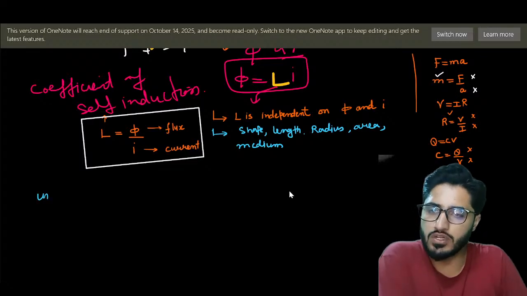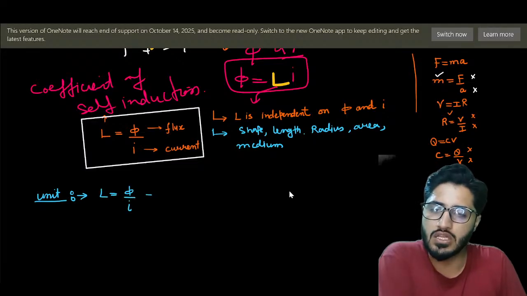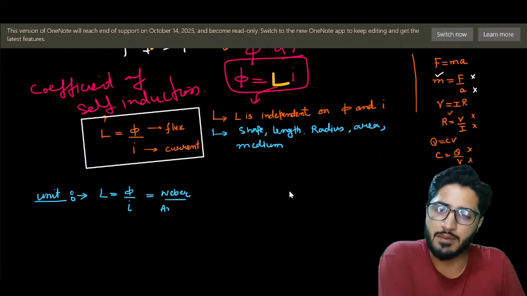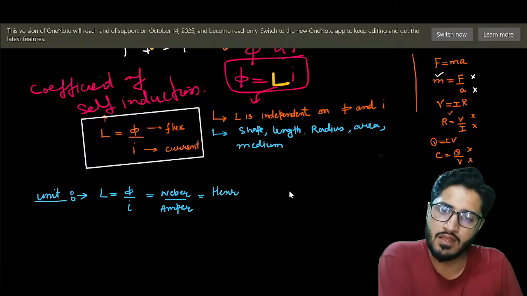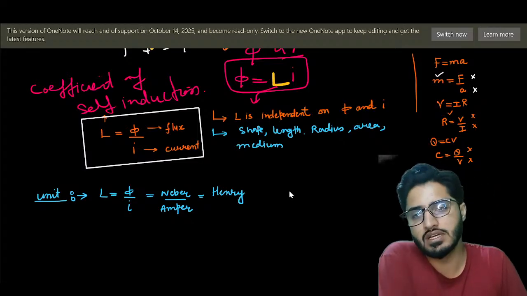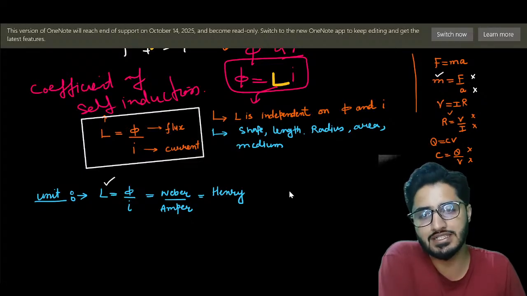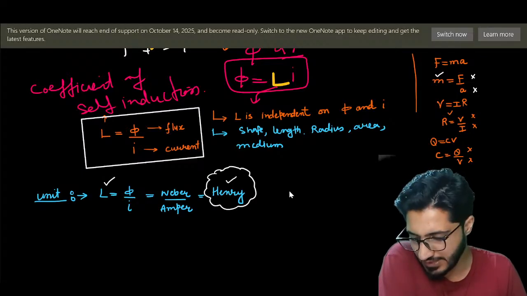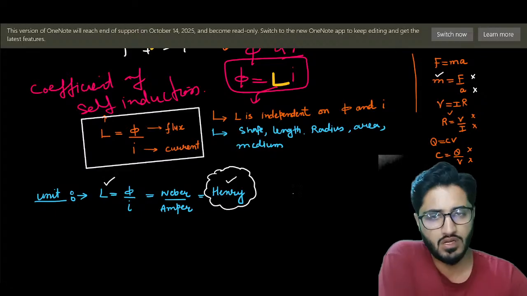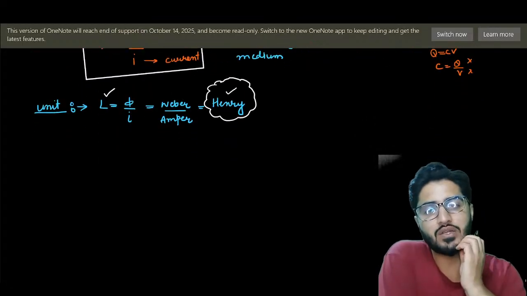Now if you need to derive the unit of L, you can write L equals phi by I. The unit for flux is Weber, the unit for current is ampere. It is Weber per ampere, which is also known as Henry. So the unit for coefficient of self-induction is Henry only. Just remember it. Now, one typical thing that you need to remember.